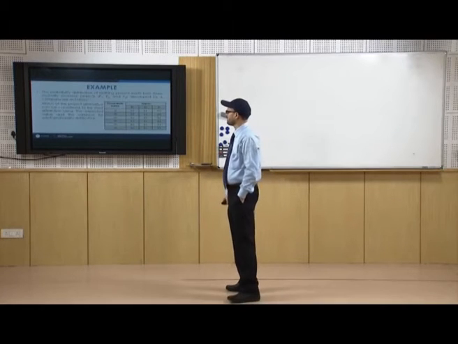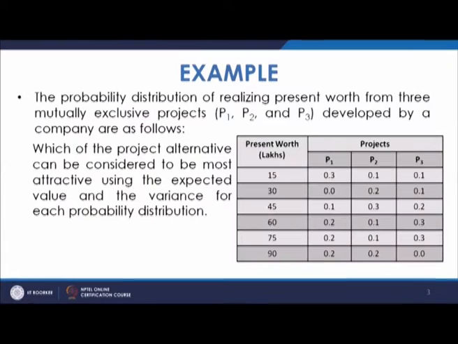Let us see one example where it is written that the probability distribution of realizing present worth from three mutually exclusive projects P1, P2 and P3 developed by a company are as follows. So, basically you have the three projects and you can have these present worth values and the probability associated for getting, suppose, present worth of 15 lakhs is 0.3. Similarly, probability associated with P1 for getting 30 lakhs of present worth is 0 and so on.